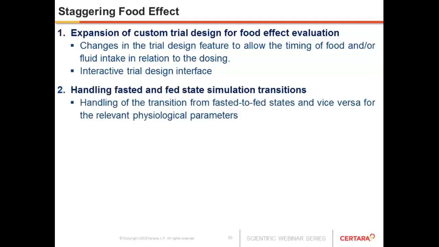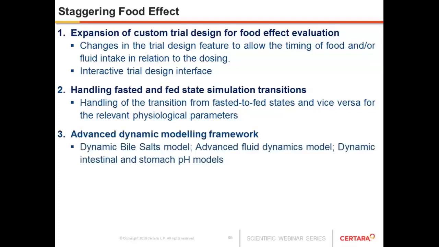The second important aspect of this feature is handling fast state and fed state simulations and vice versa. This is another important aspect where we wanted to give the user flexibility about staggering the food and fluid with respect to the dose. And once the food is given, all the physiological parameters will come back to the fast state and vice versa. So handling of fast and fed state simulations dynamically was another important feature of this food staggering wishlist item, which we added in version 18.